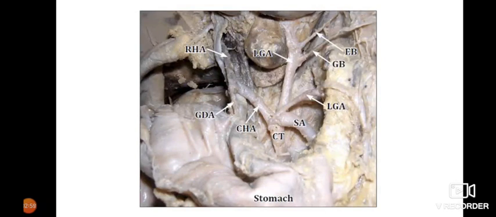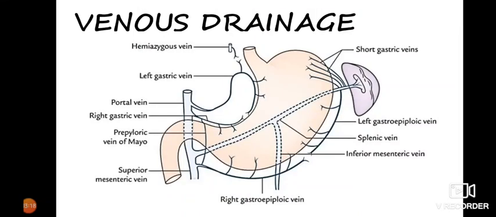Third is the splenic artery, which gives off short gastric branches, and the left gastroepiploic artery, also known as left gastroomental artery, which anastomoses with the right gastroomental artery to supply the anterior and posterior aspect of the stomach along the greater curvature. So now let's see the venous drainage.